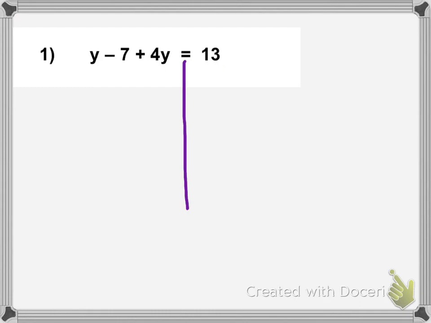On the left side, I've got 1, 2, 3 terms. Now, of those terms, some of them may be like. Remember, like terms have to have the same variable raised to the same power. We're not worried about that right now. But I can see that that y and that 4y both have a y. In front of the y, there is a 1 that's not written, but we can always add it in there. So to combine them, I'm just going to add them together. 1y plus 4y equals 5y.